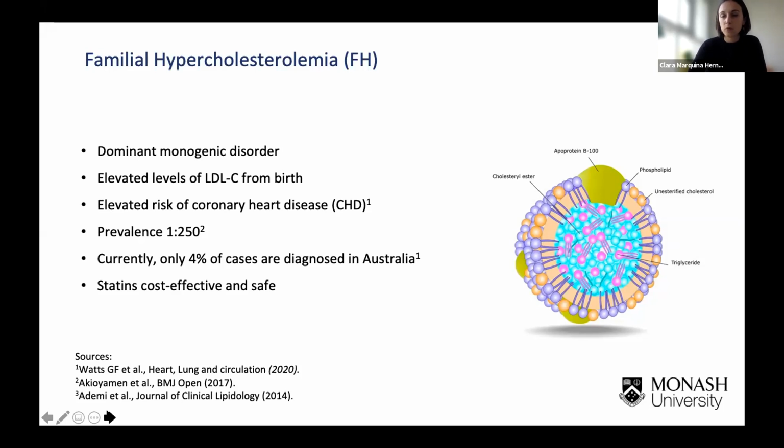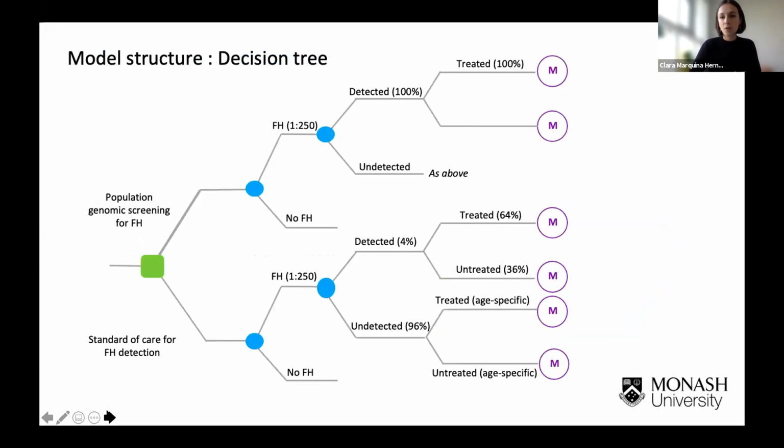So with all of this, what's suggested is that there is an opportunity for early detection, and an opportunity for preventive care for these patients. And this is how this project came to be. So our model is based both on a decision tree and a Markov model.